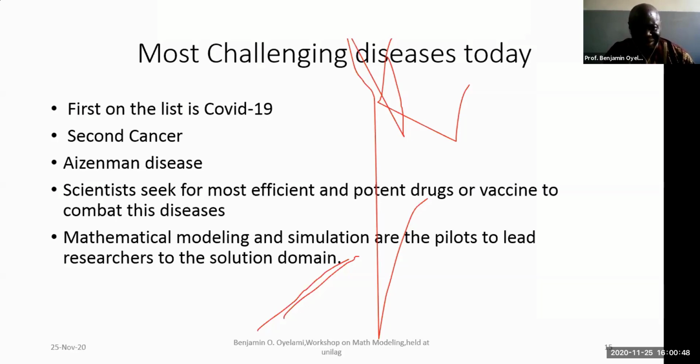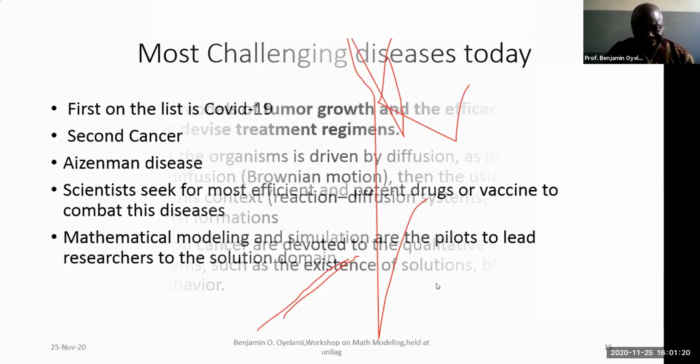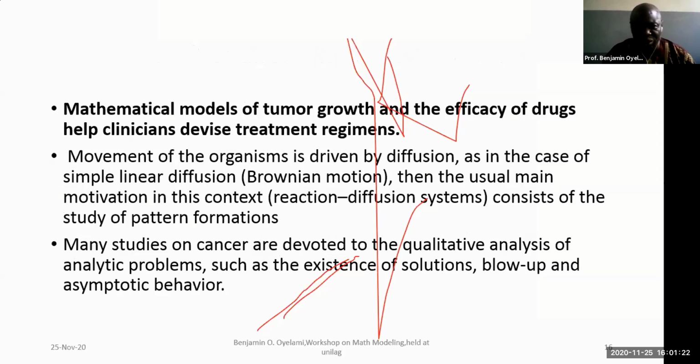But I know that all these diseases have to do with invasion of the environment by some pollutants, one way or the other. But how do we identify what the pollutants are? What happened in the environment? So that scientists are seeking the most efficient drugs or vaccines to combat these diseases, and mathematical modeling and simulation can be a pilot method to getting that.